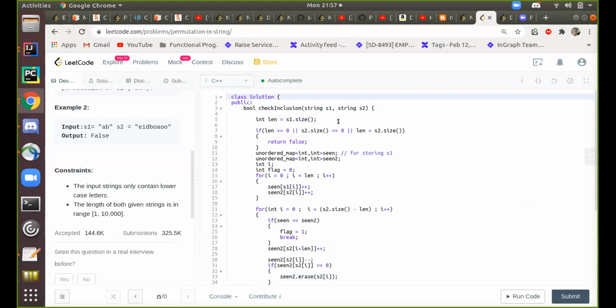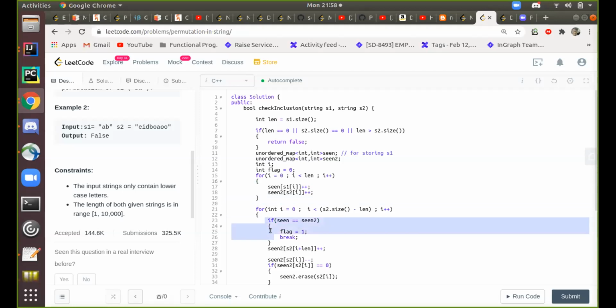So this is the size of the smaller string, len. And if either of them is 0 or if the len is greater than S2, then I'm returning false. Now I'm maintaining two hash maps, one for S1 and one for S2. So the first thing I do is hash all the characters of S1 and S2 up to the length of S1.